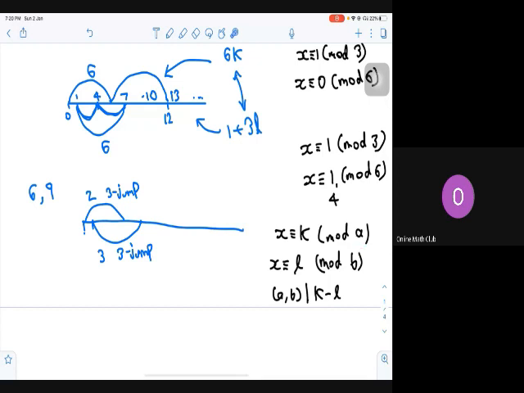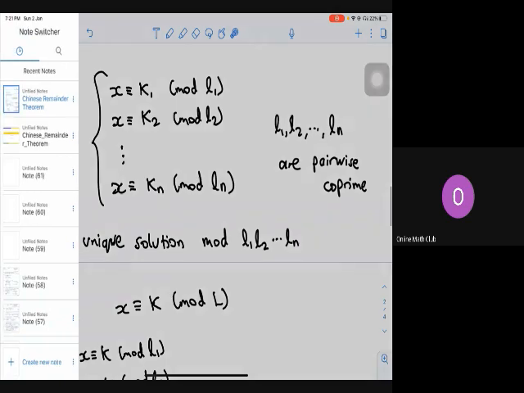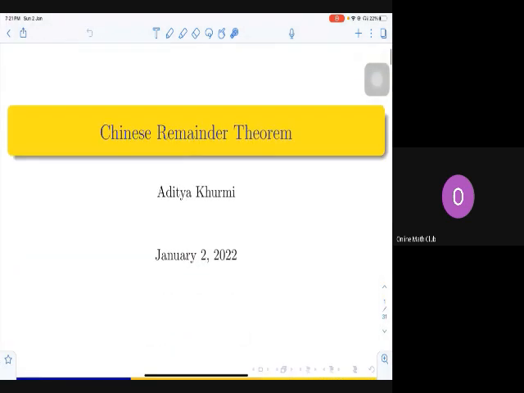Yeah, so if K and L are congruent modulo the GCD, then we can do that. But in general, it's the simplest if all are pairwise coprime. Okay, so let's look at some example problems.